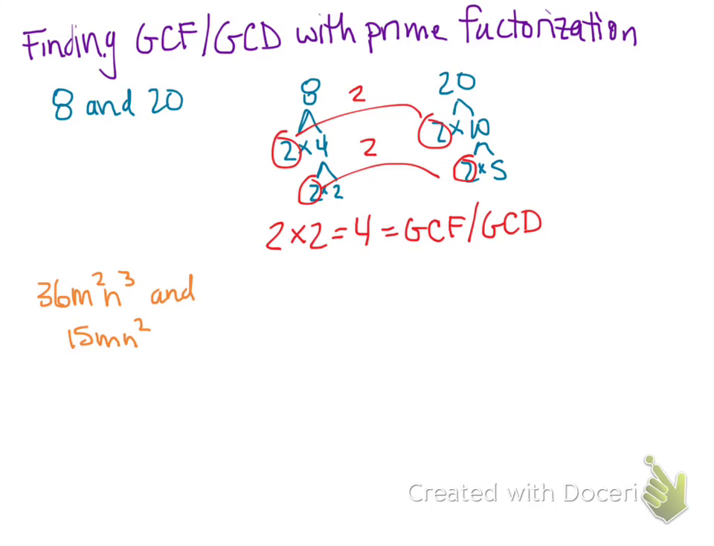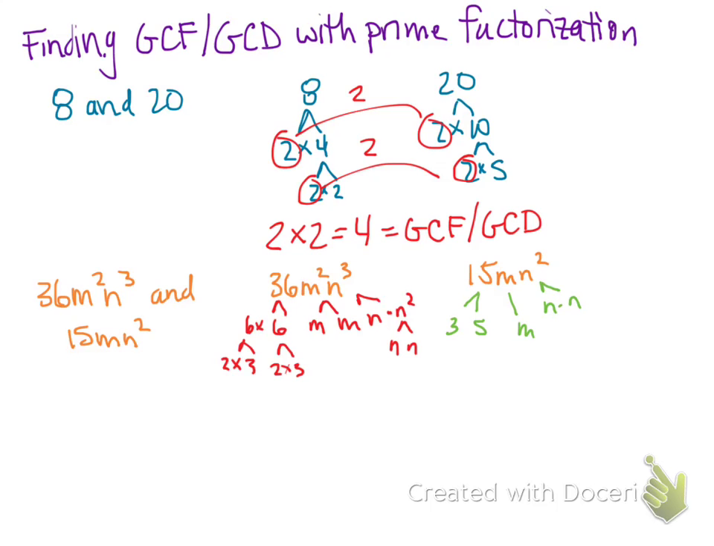So let's do it for 36m to the second, n to the third, and 15m n to the second. Let's make some trees. So I made the trees for you, and they're a little crazy. 36 breaks into 6 times 6. The 6's break into 2 times 3. M to the second breaks into m times m, and n to the third breaks down into n times n squared, where n squared breaks down into n times n. 15m n to the second breaks down into 3 times 5, and m and n times n.